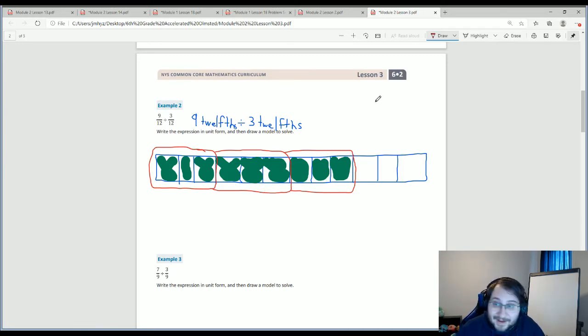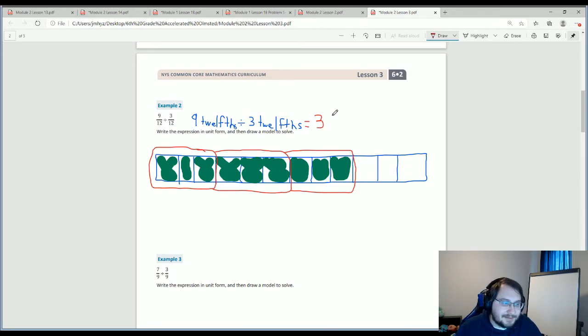So what's my answer to this? Well, my answer to this is going to be 3. As I'm sure a lot of us guessed, the answer to this is going to be 3. Because I took my 9 twelfths divided by 3 twelfths in order to get 3.